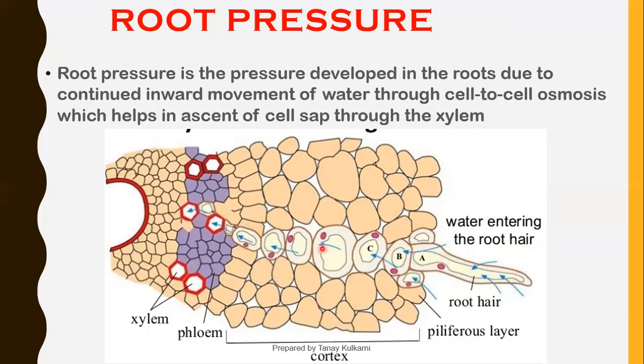This movement is called cell to cell osmosis, and this will happen because of the root pressure. In our textbook on page number 47, you will see such a diagram. That diagram is very important as far as your examinations are concerned. Please remember all the labels which are given in the diagram.